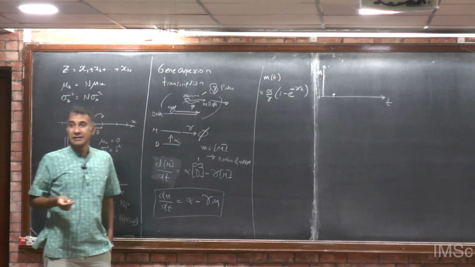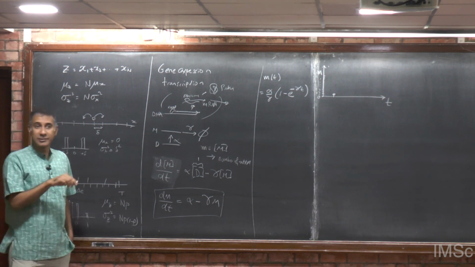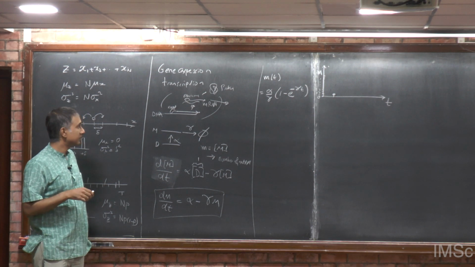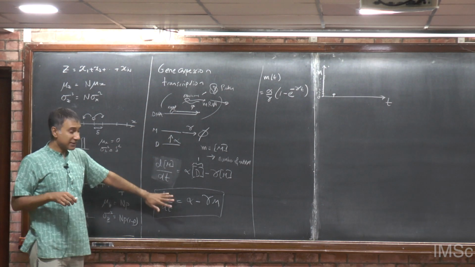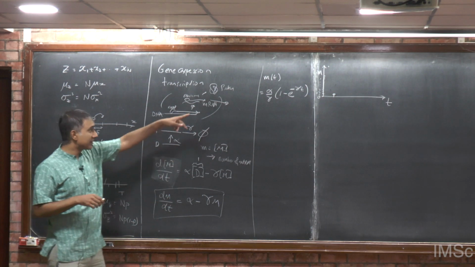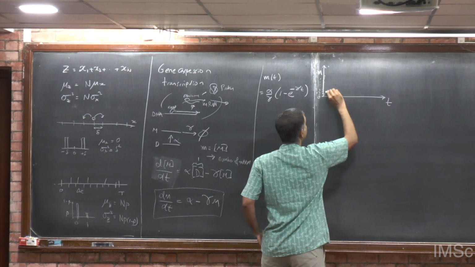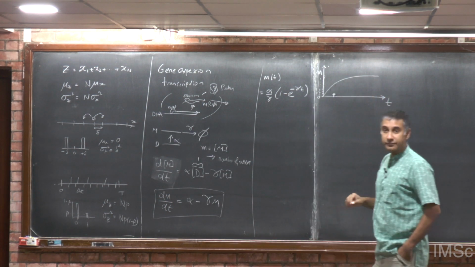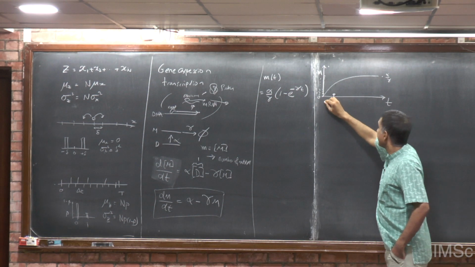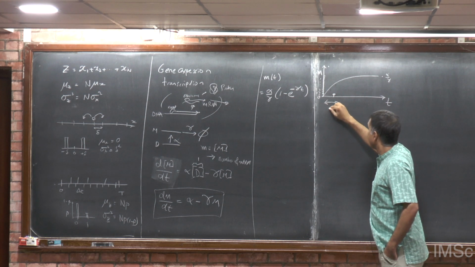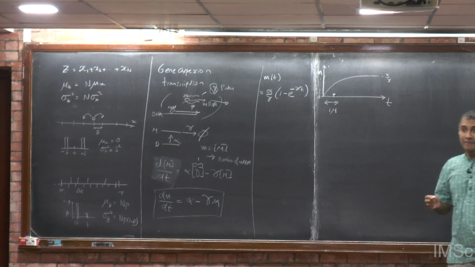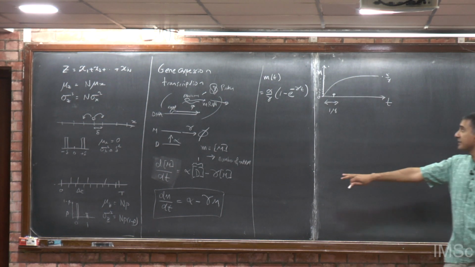You can take my word for it, or you can plug that back into the equation and test that it actually is the solution. It's a fairly simple equation to solve. So that is the solution to this equation, which we know can't be correct, but let's use that as a starting point. And what does that curve look like? It looks like this. It goes up to a value alpha over gamma, and it takes roughly a time scale of 1 over gamma to get sort of roughly halfway there. Okay, that's what this equation says.